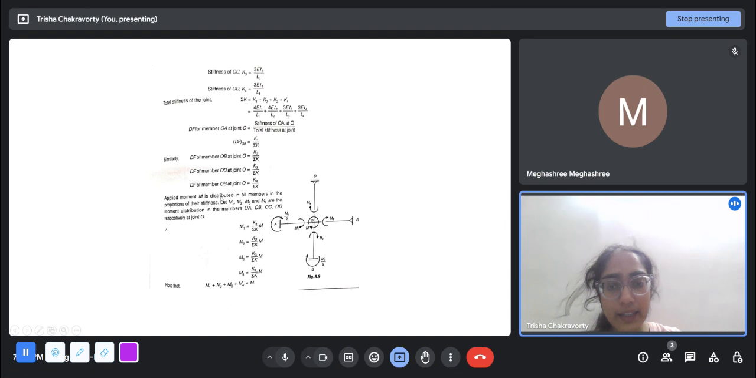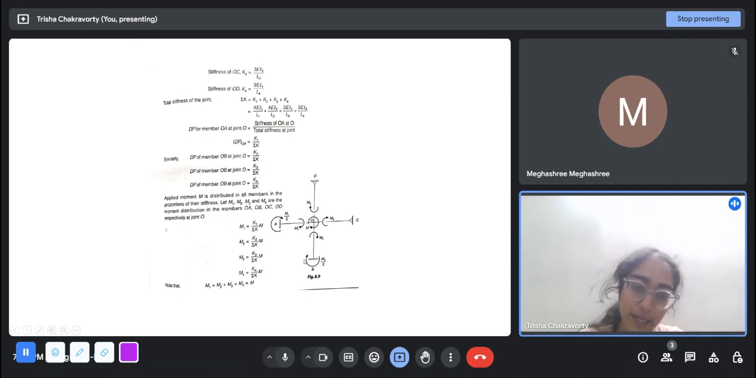So the applied moment M is distributed in all the members in proportion to their stiffness. So at O, if you have a moment M, then you will divide that into M1, M2, M3, M4 in the four members in that ratio. And the sense has to remain the same. See, all the moments here are anticlockwise. M1 is anticlockwise, M2 is anticlockwise, M3 is anticlockwise, M4 is anticlockwise. And according to that, you know that the moment transferred to the fixed end will be M1 by 2, because that we saw for a fixed end.